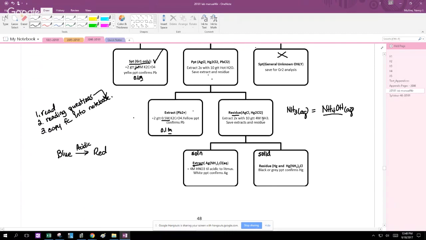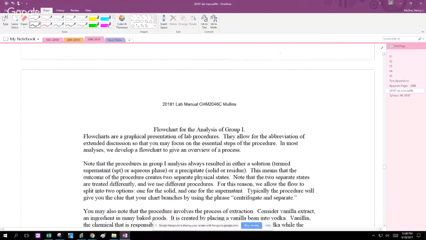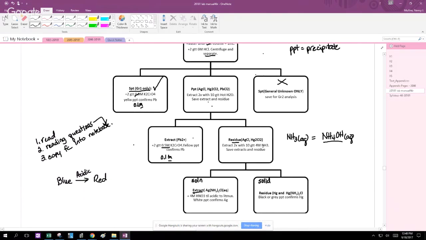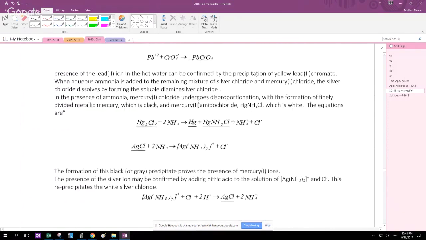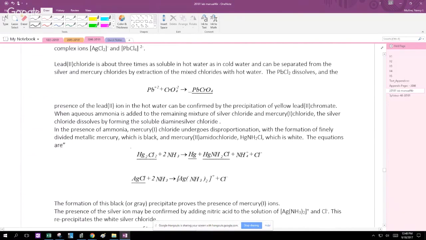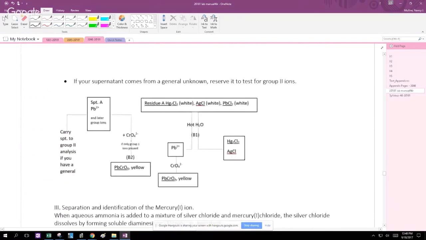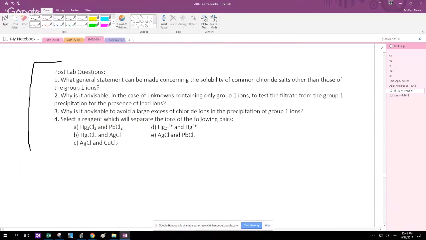So your grade is going to come from a subjective score based on did you do your reading and answer those questions? Then your grade's going to come from, did you identify your unknown properly? And you have some post-lab questions that go with this. And then the rest of this is giving you the specific theory behind why these things are doing what they're doing. So your post-lab questions in general are reading based on that.